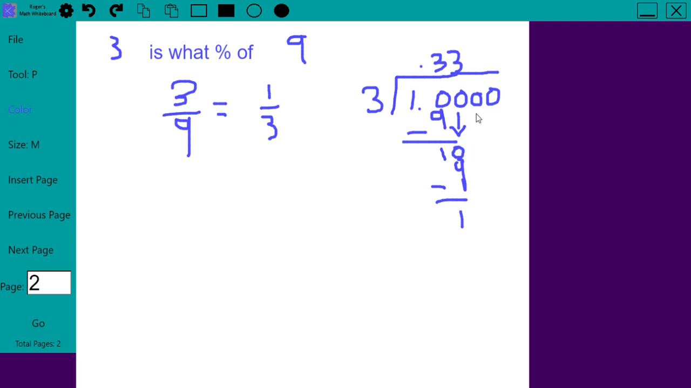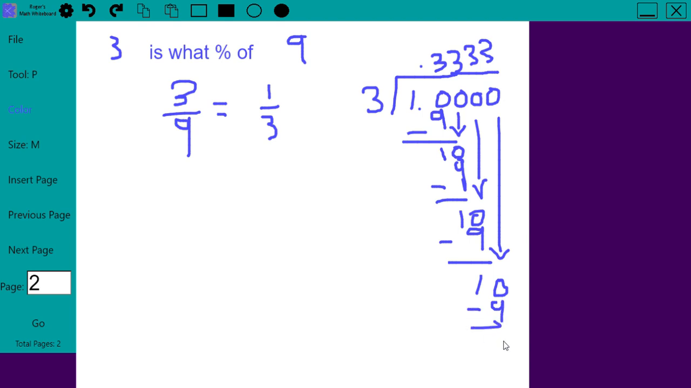So bring down my other 0. How many times does 3 go into 10? Again, 3 times. 3 times 3 is 9. Subtract, 1. Bring down another 0. And 10, 3 goes into 10 3 times. 3 times 3 is 9. Subtract, and I get a remainder of 1. Doesn't matter though, I'm going to stop here. So this is my answer.